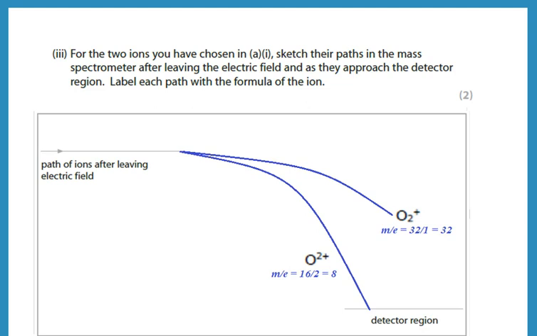So for example, if these are the two choices that you wrote, O2 plus and O2 2 plus, the m over e for that first one that has a higher charge will have a lower mass, or the one with less atoms will have a lower mass. So when the m over e is lower, the deflection is more, as we indicate here.